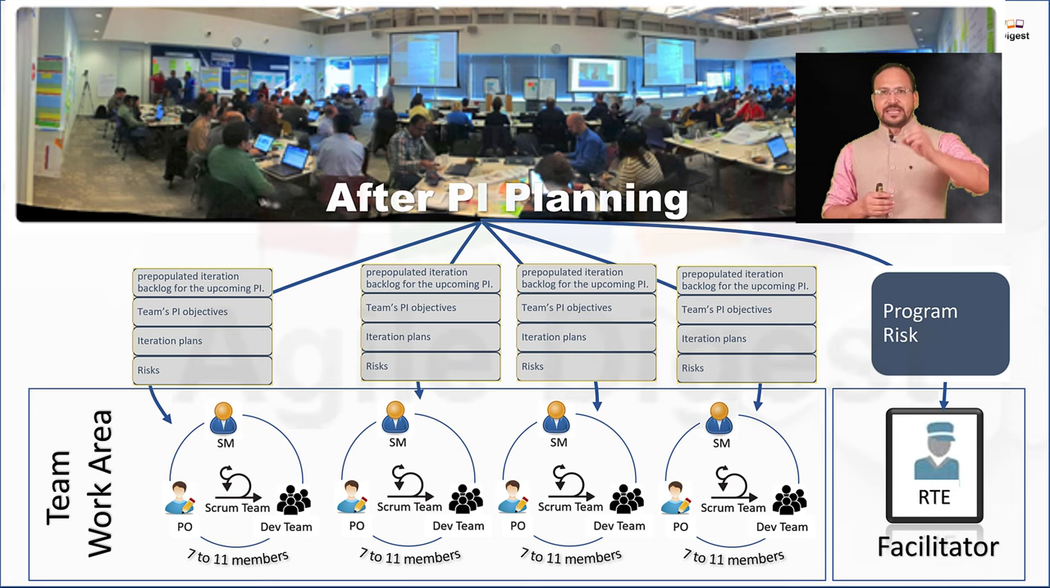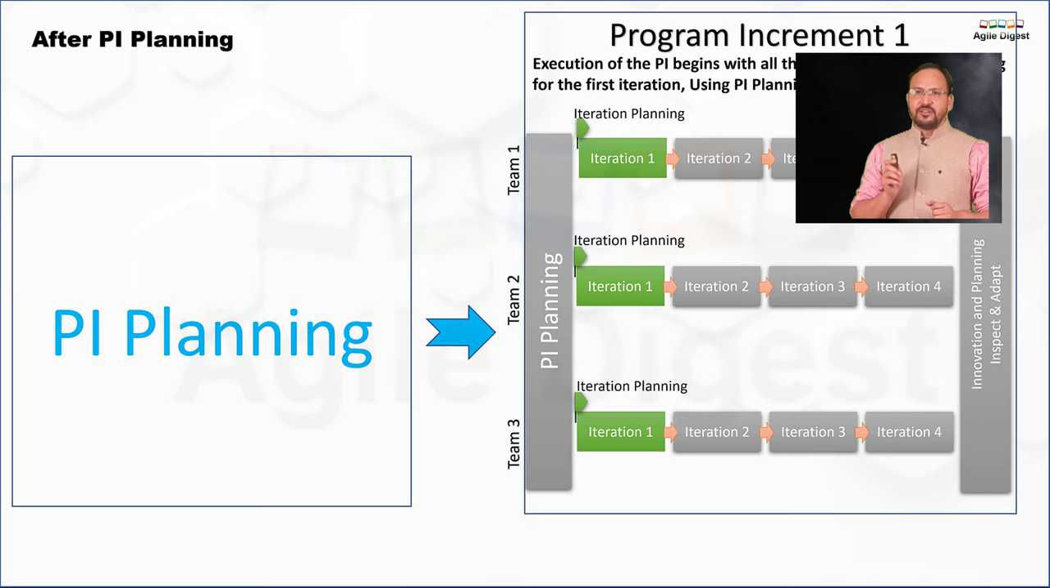So this is what each team will take with them from the PI planning. Each team will take a pre-populated iteration backlog for the upcoming PI. The team will take their PI objectives. The team will take the iteration plan. The team will take the risks. The program risk, again, the RTE will take it.